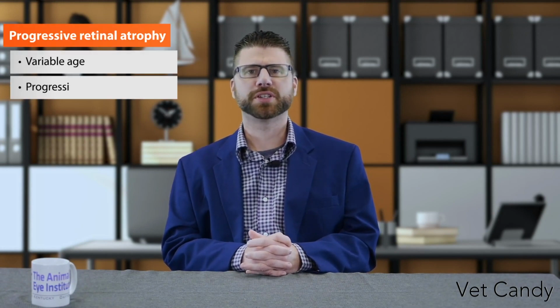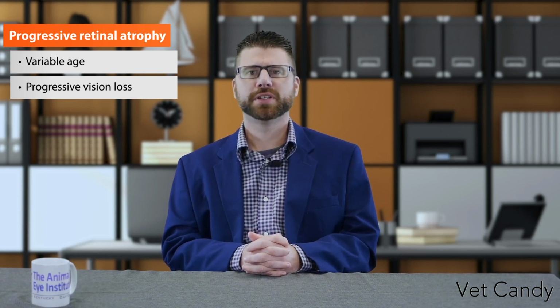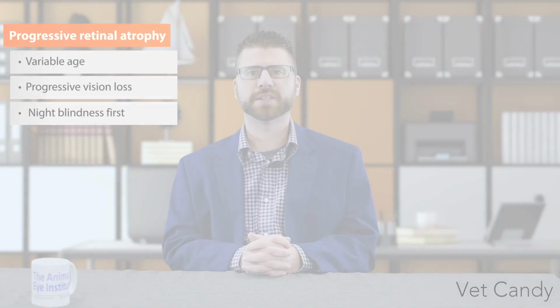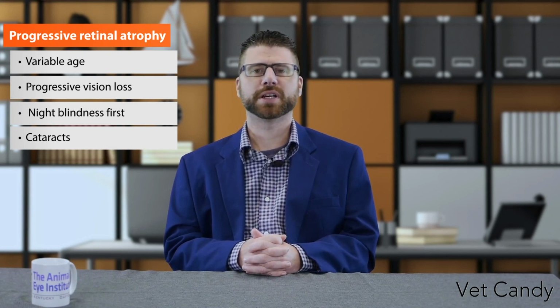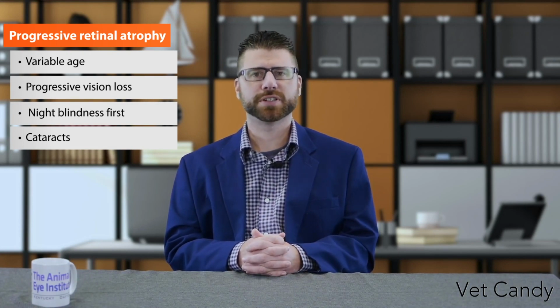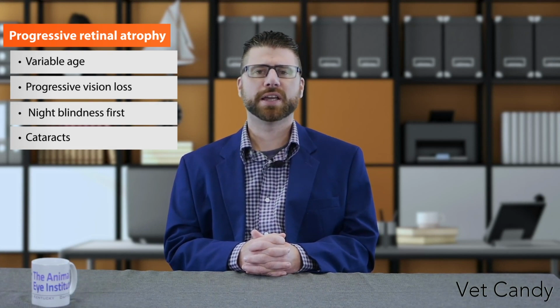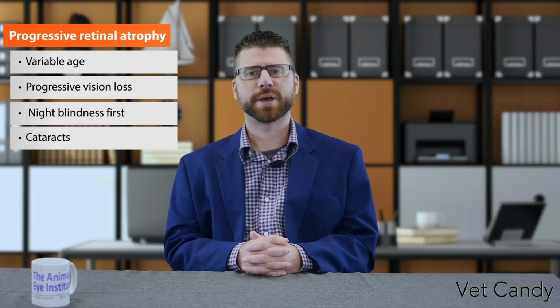Another disease that we see commonly regarding the retina in dogs is progressive retinal atrophy. This is a progressive vision loss of variable age, typically 6 years old or older. It typically starts with night blindness first and then day blindness. Cataract formation typically comes later. As the retina starts to die, it releases dialdehydes into the vitreous, which come forward in the eye and then contact the back of the lens. And this creates the cataracts.